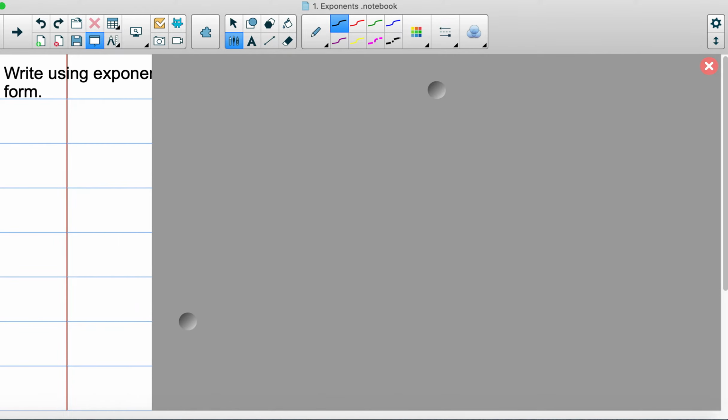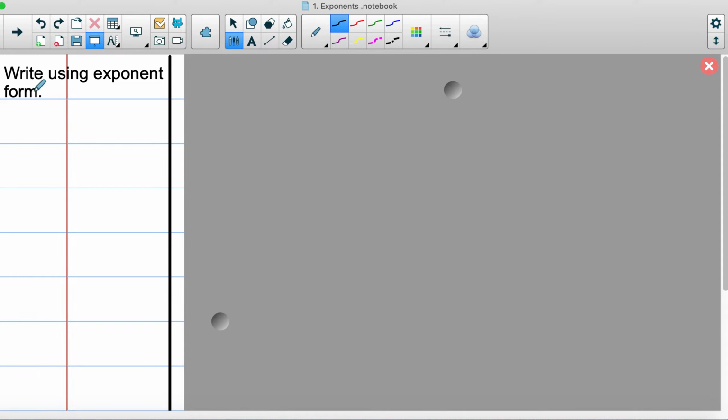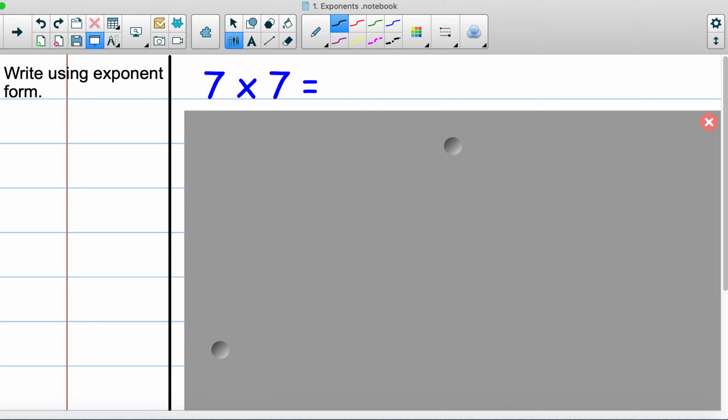All right. Now, what you're going to do is write using exponent form. So here's some examples that we want to put in exponent form. I don't want 7 times 7 equals 49. How would you write 7 times 7 in exponents? Well, that would be 7 to the 2nd power. Sometimes the 2nd power is also called squared. The third power sometimes is called cubed.